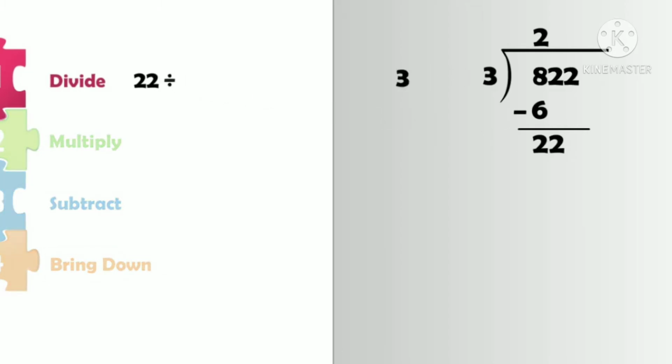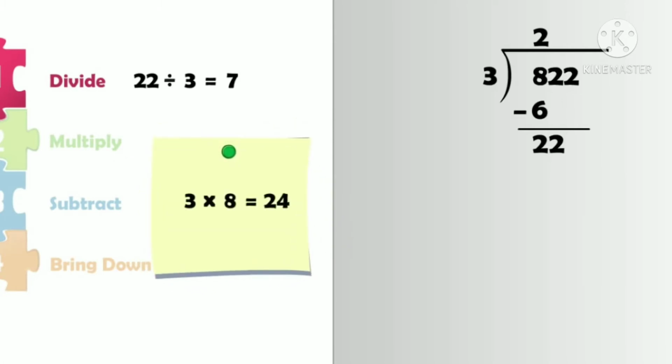Can we divide 22 by 3? How many 3s are in 22? 7 3s are the most number of 3s that fit into 22, because 8 3s is 24, and that is bigger than 22. So 7 becomes the second digit in our quotient. We write 7 above the 2 from our dividend.